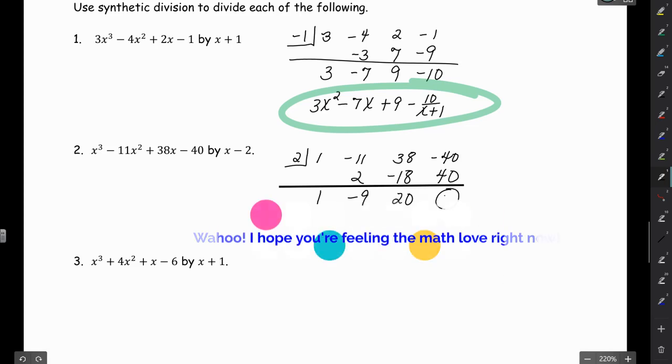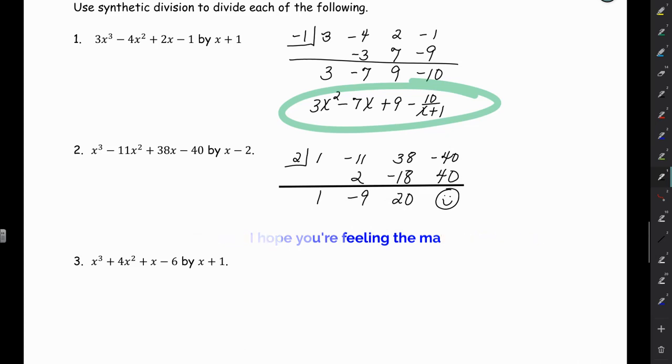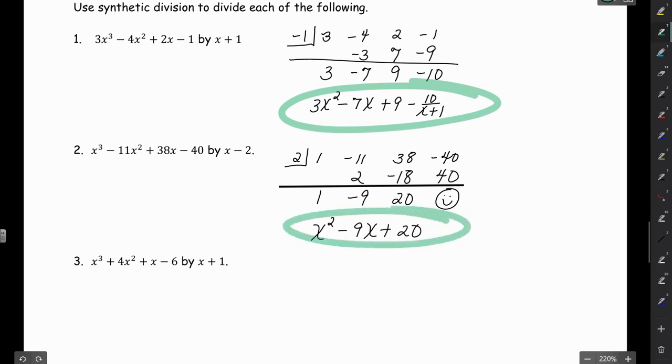Now, whenever I get a remainder of 0, I put a little smiley face because that just makes me really happy. That means that x minus 2 is a factor. And what's our reduced polynomial now? Well, we started at x to the third, so this first term is going to be x squared. We're going to reduce it by 1. So we're going to have 1x squared minus 9x plus 20. Oh, it's so fun. I hope you're enjoying this.